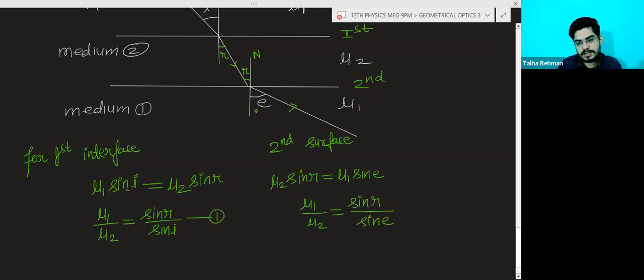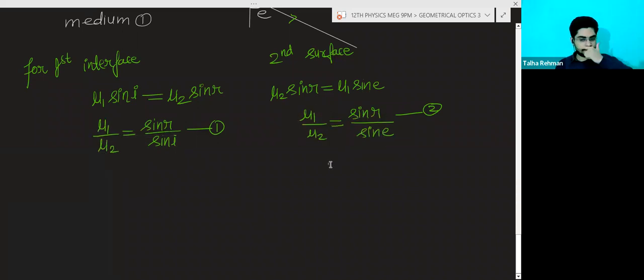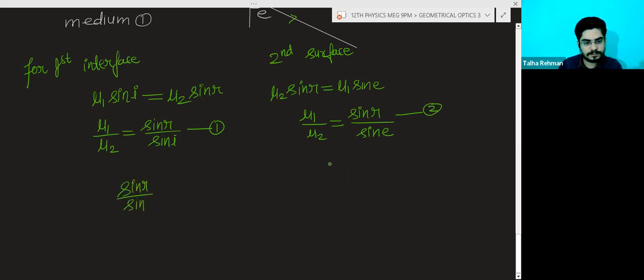Suppose this is equation 1 and this is equation number 2. Now see the left hand side of this equation, mu1 by mu2. The left hand side of both equations is equal. It means that the right hand side of both equations should be equal. When you compare equations 1 and 2, you will get sin r divided by sin I.